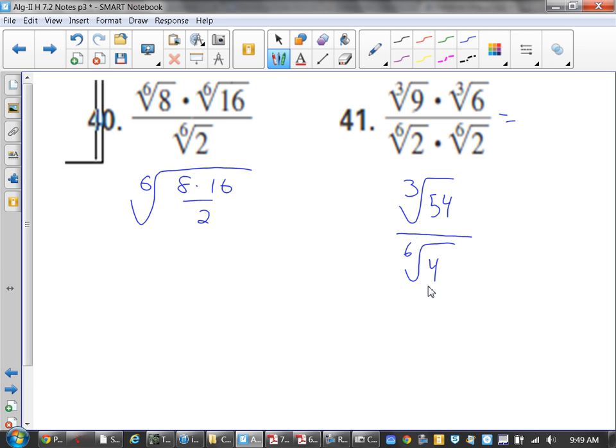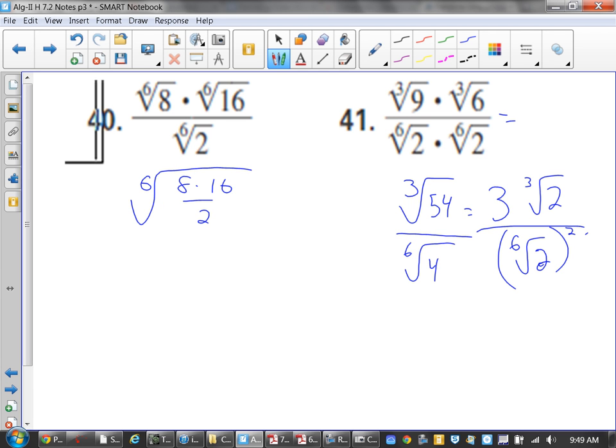54, well, can I simplify that cube root? What do you get? Cube root 3. You get 27 times 2. Does everybody agree with me on that? So can I just write it as 3 cube root of 2 over the 6th root of 2 squared? Is that okay? Yes. I rewrote it as base 2. This was 27 times 2. Cube root of 27 is 3.